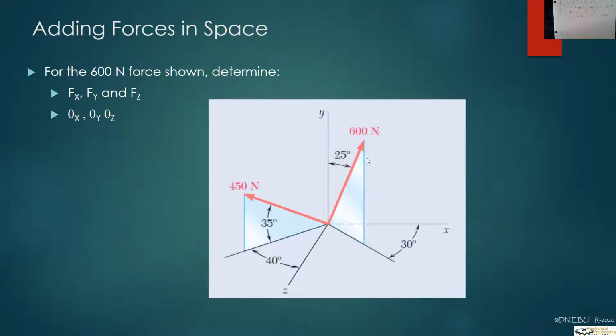Now, ignore the 450. That's just a different problem. It has nothing to do with the 600. But we have a 600 Newton force here. It tells us that theta is equal to 25 degrees, and phi is equal to that. So what I want you to calculate is Fx, Fy, Fz, and cosine theta x, theta y, and theta z. So go ahead and do that. And then when you think you've gotten it through, then come back and check the answer.